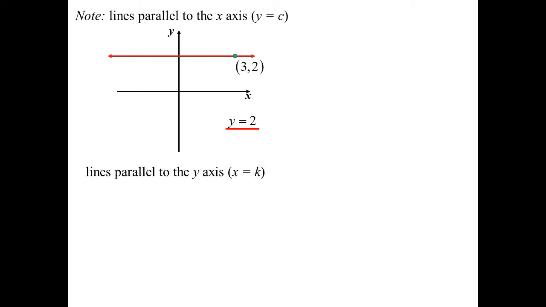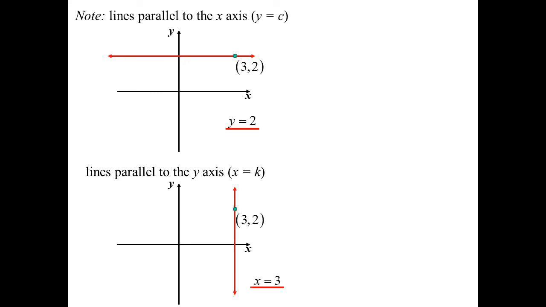However, when we do ones parallel to the y-axis, it becomes a little bit different, because let's go through the same point. Now, every x value there must be the same, so we know it's x equals 3, but I don't know how we can say that conforms to y equals mx plus b. What's the y-intercept? It hasn't got one. What's the slope? It's infinite.